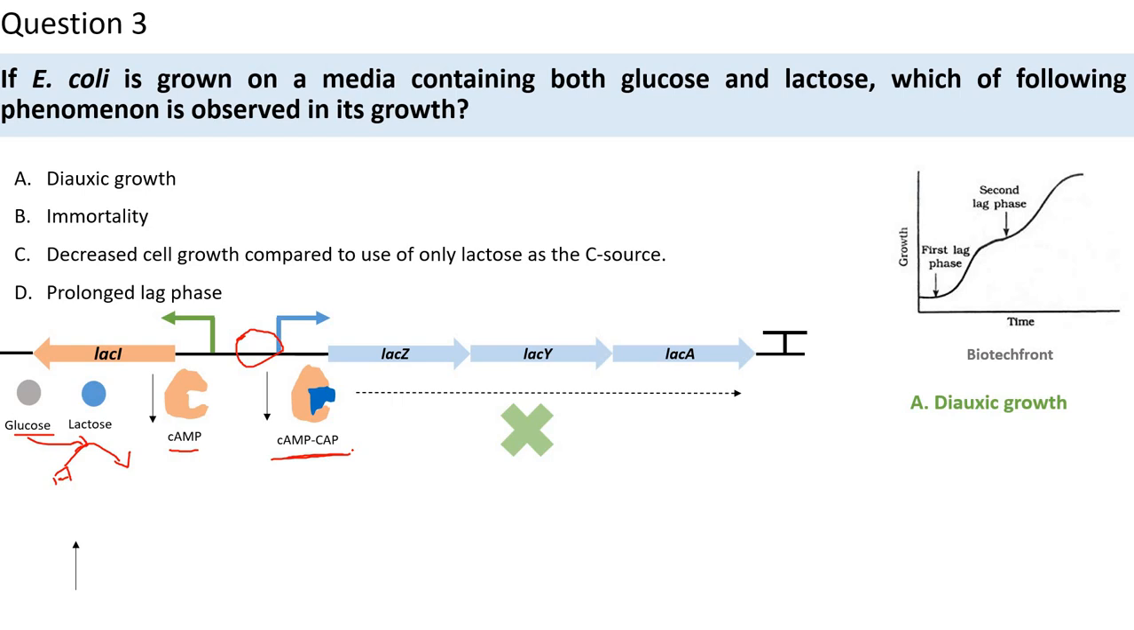The transcription rate will be very less from this. So what happens? The enzymes that are required for metabolizing lactose will be produced in very less quantity. Therefore, the lactose will not be consumed at all.